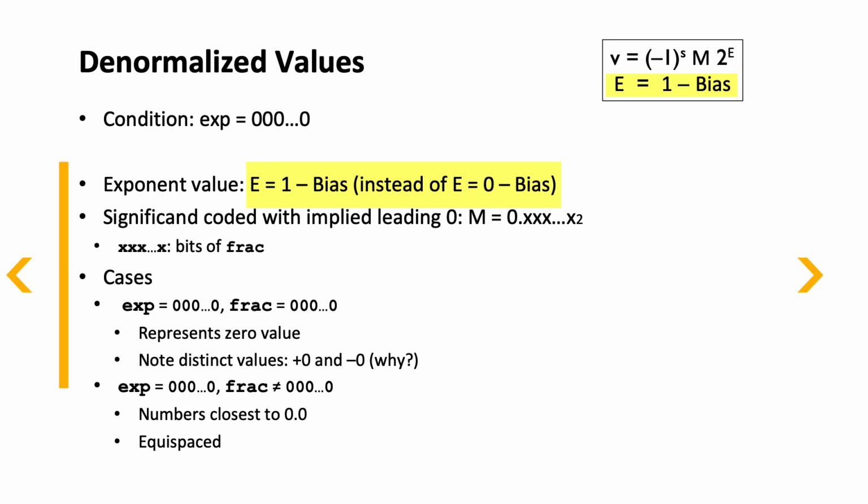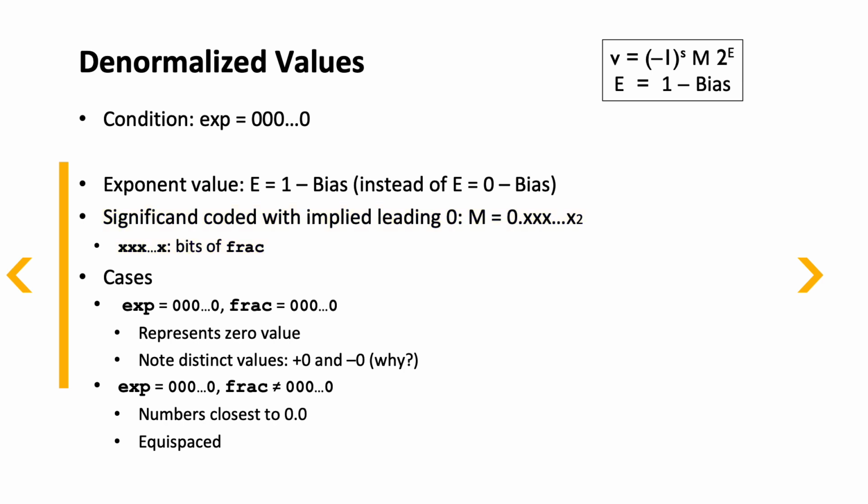But when we're dealing with denormalized values, we actually do 1 minus the bias. So that's just a rule that we want to keep in mind. Now, the significand is encoded with an implied leading 0 for denormalized. So that's another difference. Instead of an implied 1 dot whatever, we have an implied 0 dot whatever. And just like with normalized, the x's here, or everything to the right of the binary point, is just the bits of the frac field.